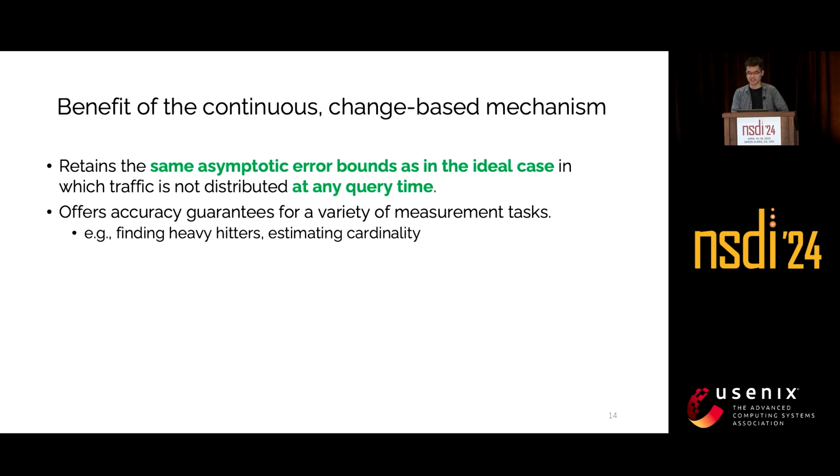We also provide an analytical proof demonstrating that, by using this continuous change-based mechanism, OctoSketch can maintain the same asymptotic error bounds as in the ideal scenario where the traffic is not distributed. It means that when queried, the aggregator can deliver results that represent the aggregation of traffic from all cores within a bounded error at any given query time. Furthermore, OctoSketch can offer such accuracy guarantee across a range of measurement tasks, including identifying heavy hitters and estimating cardinality.